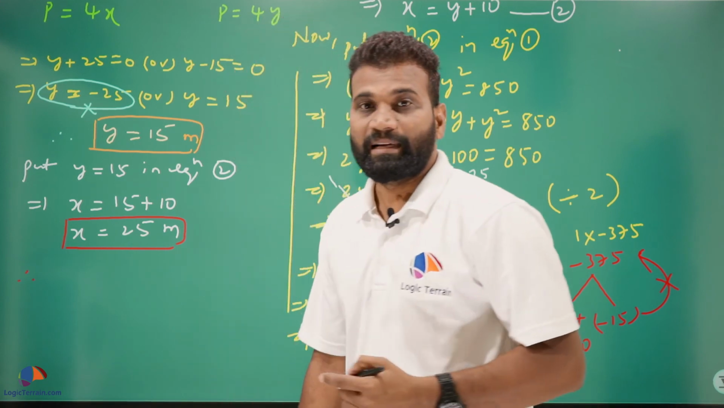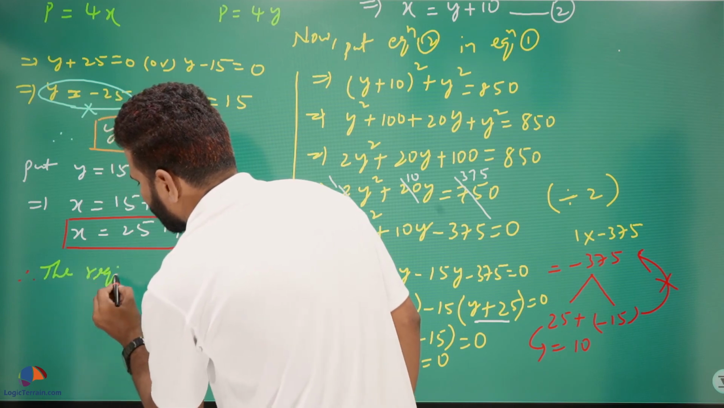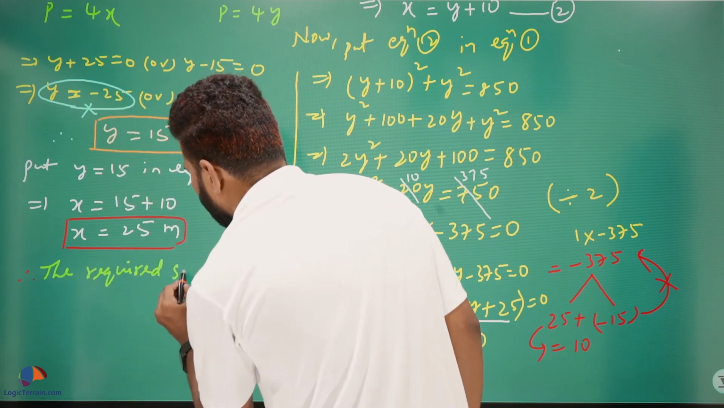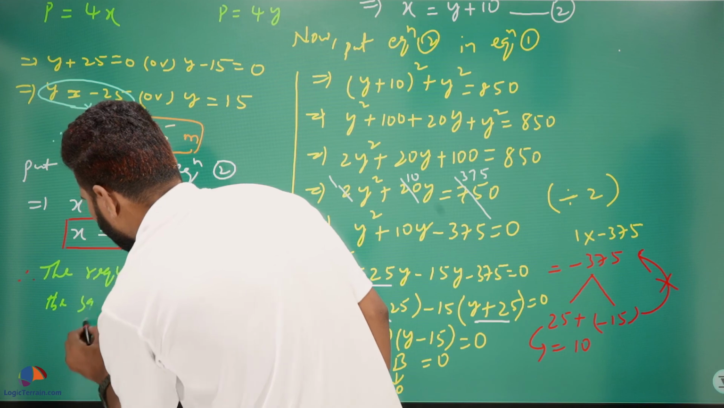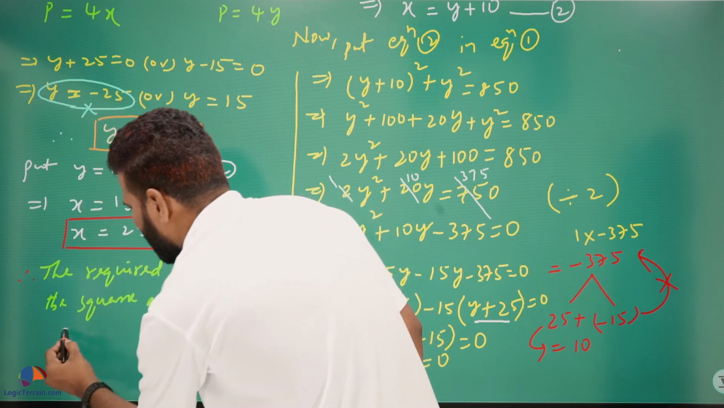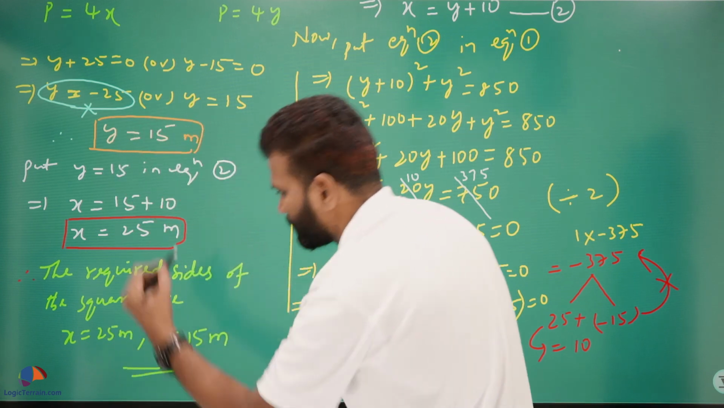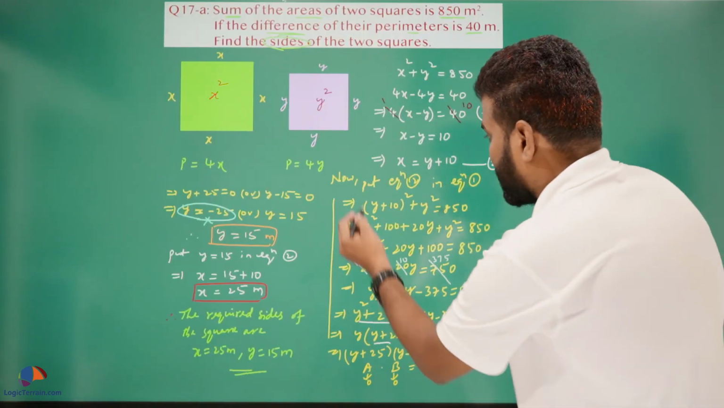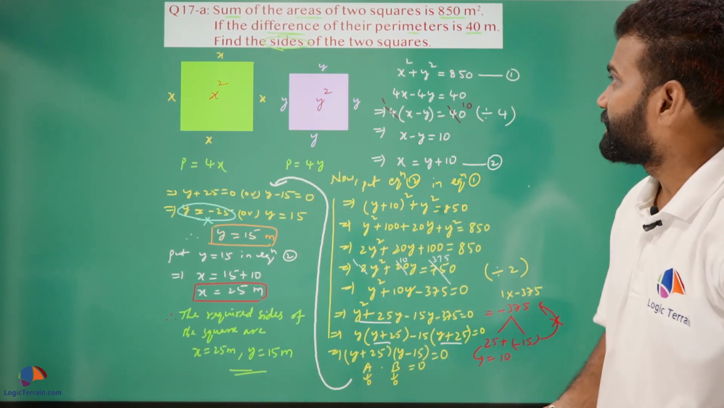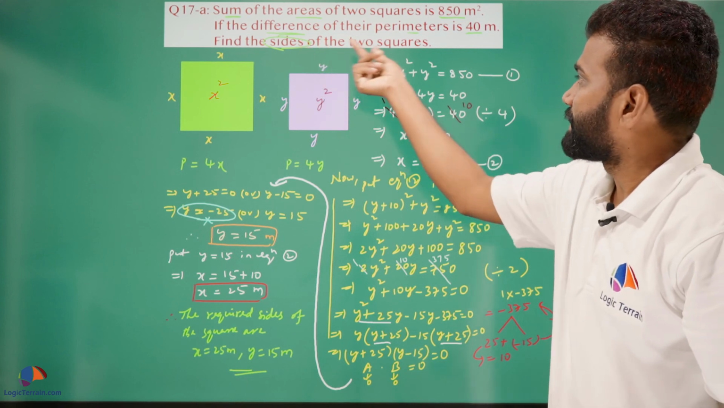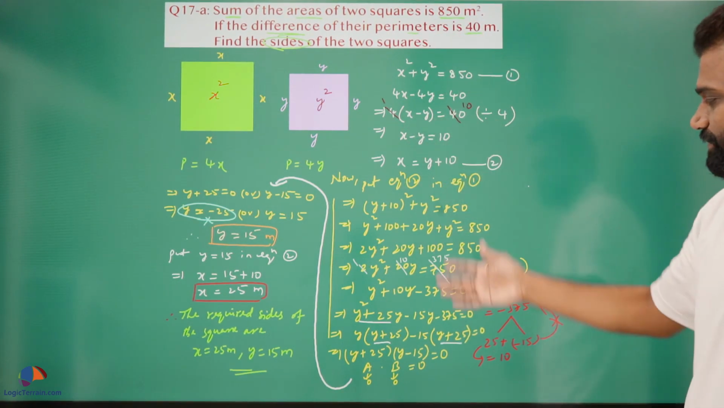Therefore the required sides of the squares are x is equals to 25 meters, comma, y is equals to 15 meters. Clear? So please be careful, this is the sequence. This is the end. Okay, so therefore the required sides of the two squares are x is equals to 25 meters and y is equals to 15 meters. This is it.